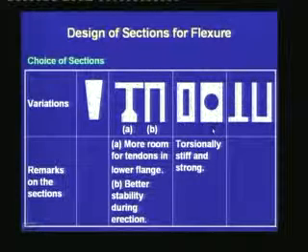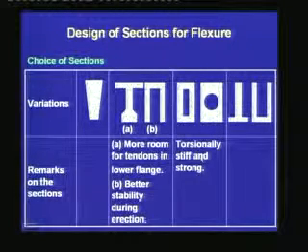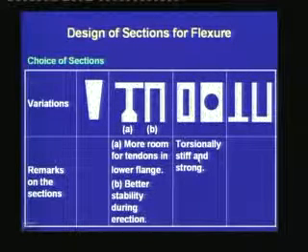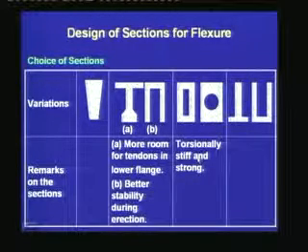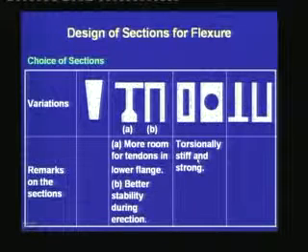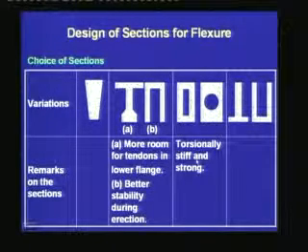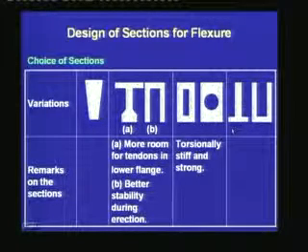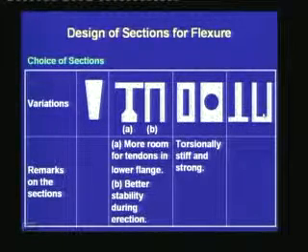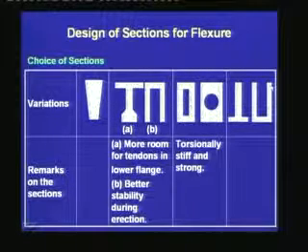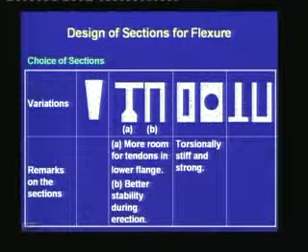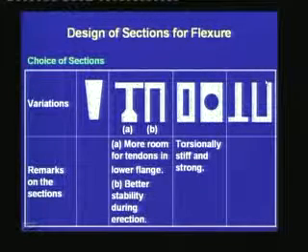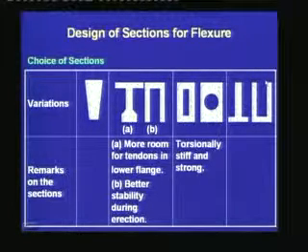The box sections are torsionally stiff and strong. Hence, as I said, that they are used in bridges, especially for curved decks where the torsional requirement is quite high. The inverted T sections can have variations like U section, and there can be cast in place topping slab over this type of inverted T sections.